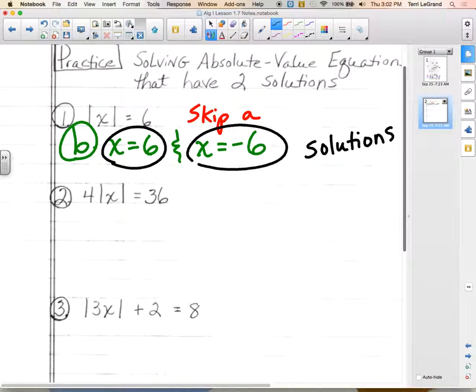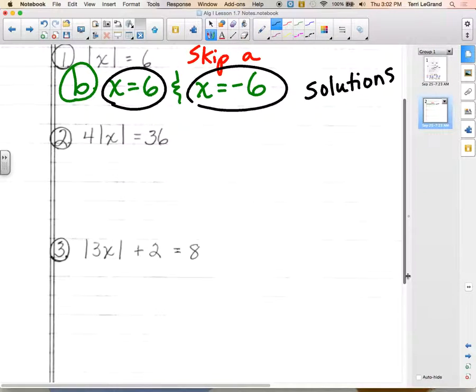Okay, let's look at number 2. Step A, isolate the absolute value expression. Do we need to skip step A this time? No. Okay, how would we read that one? How would we say that equation? Russell? 4 times absolute value of x equals 36. Yeah, 4 times the absolute value of x equals 36.